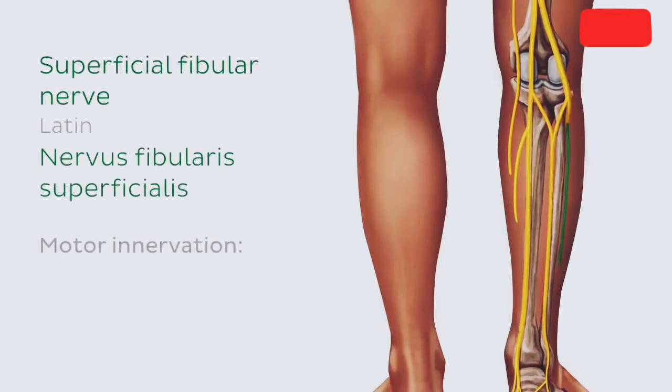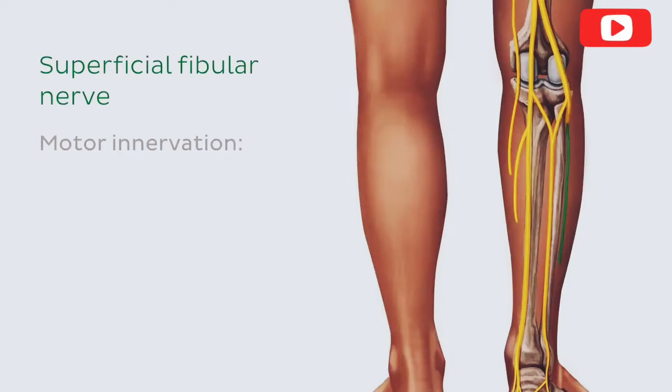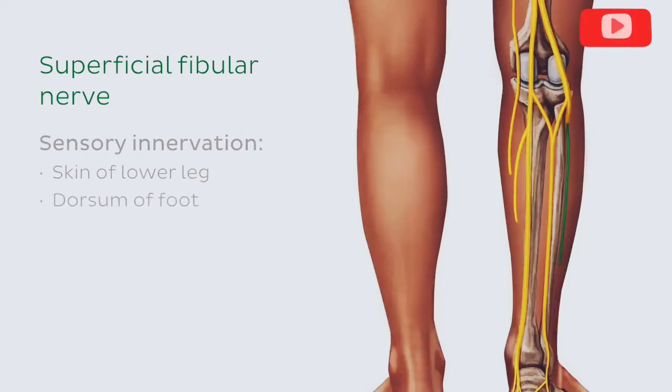This nerve provides motor innervation to muscles of the lateral compartment of the leg, which includes the fibularis longus and the fibularis brevis muscles. It also provides sensory innervation to the skin of the lower leg and the dorsum of the foot. We can't see the next branch in our featured illustration for this tutorial, but it wouldn't feel right not to talk about it.